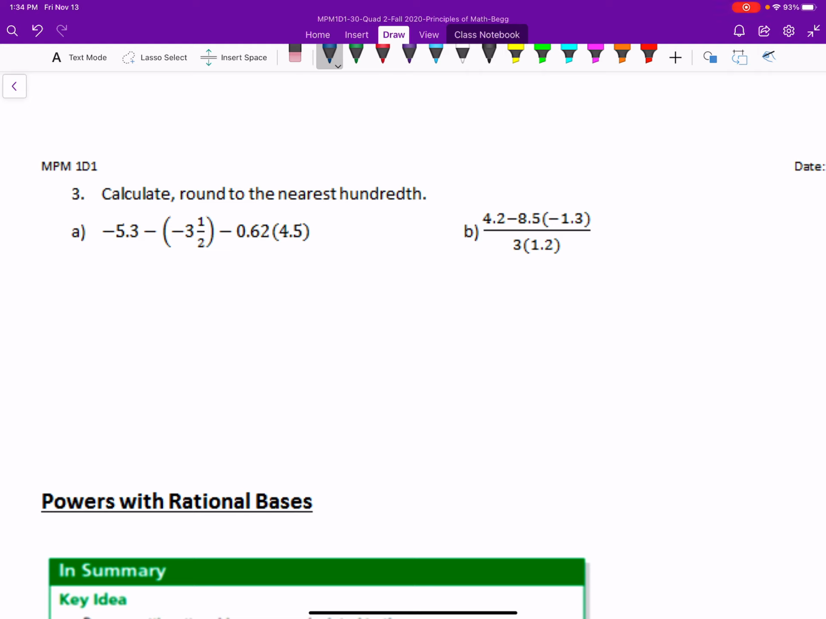Calculate, round to the nearest hundredth. All right, now we've got some decimals involved. I would say that if a question gives you decimals, it's okay to use decimals. I don't want to combine decimals and fractions. Like in this first part A, I've got this negative 3.5, whereas everything else is decimals. I would say I'd probably, in this case, change the 3.5 to a decimal. I might as well take care of that sign at the same time, right? Those two negatives become a plus. And so I would change that to plus 3.5 minus 0.62 times 4.5.